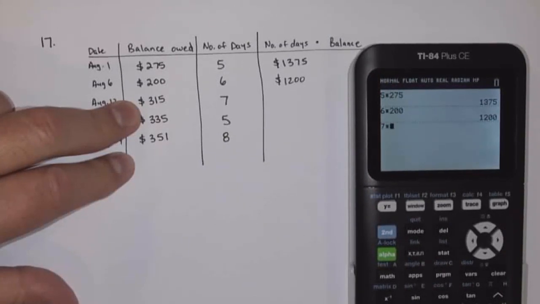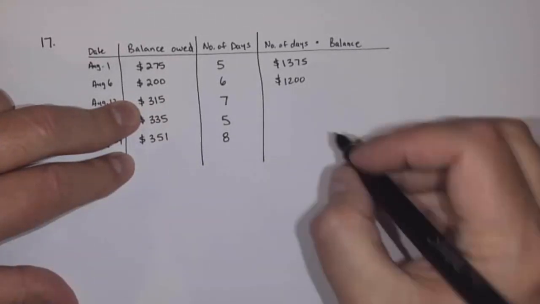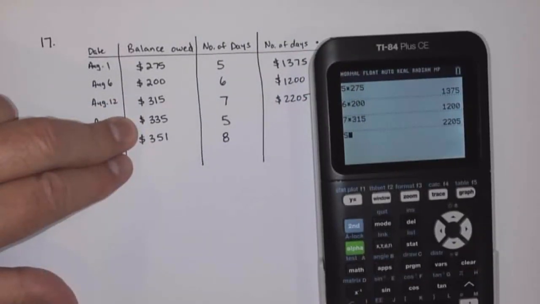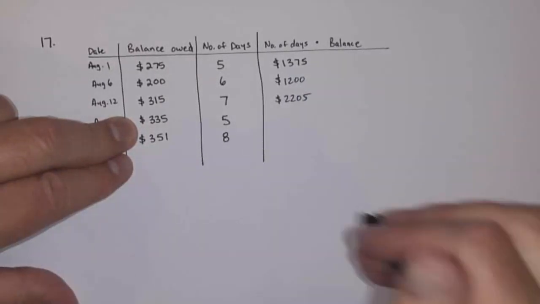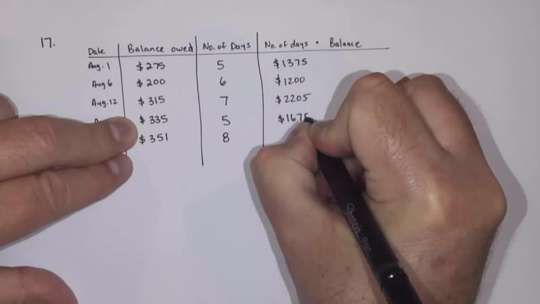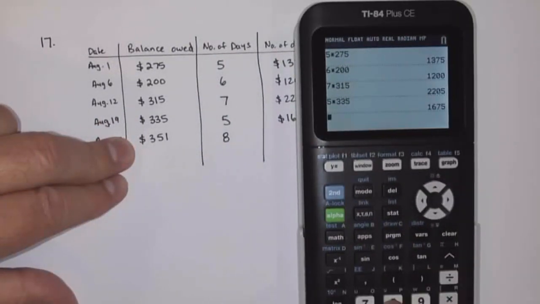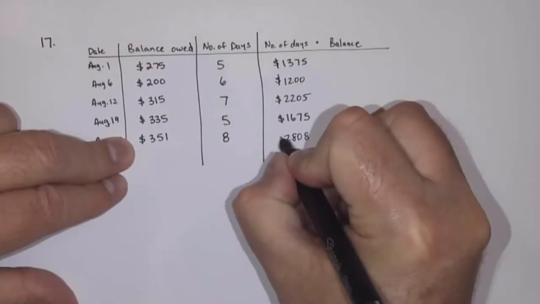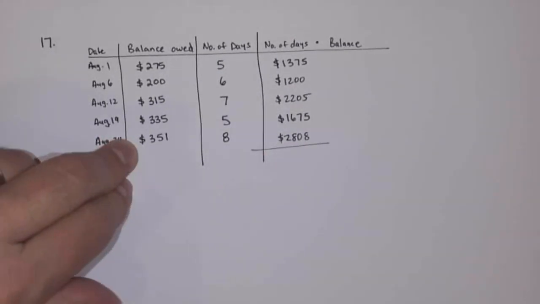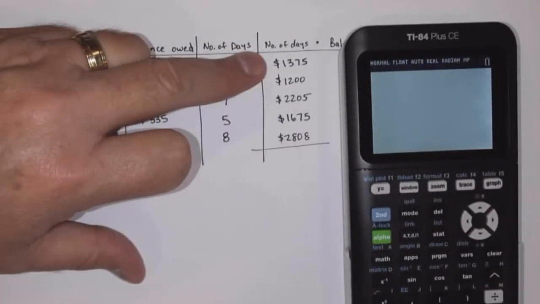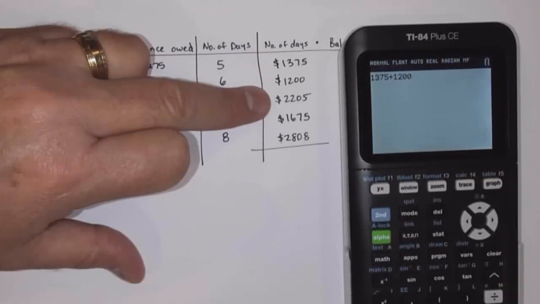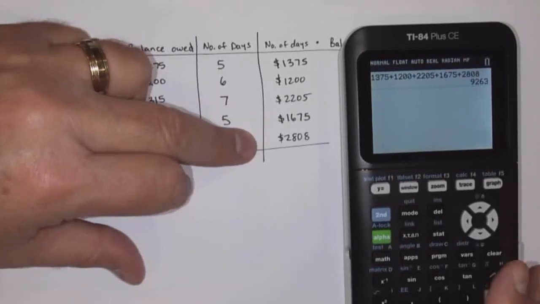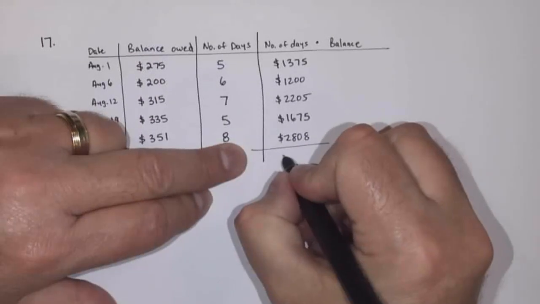If we take 7 times 315, that is 2,205. 5 times 335, that is 1,675. And last but not least, 8 times 351, that is 2,808. So if we add that up, 1,375 plus 1,200 plus 2,205 plus 1,675 plus 2,808, that is a total of 9,263.